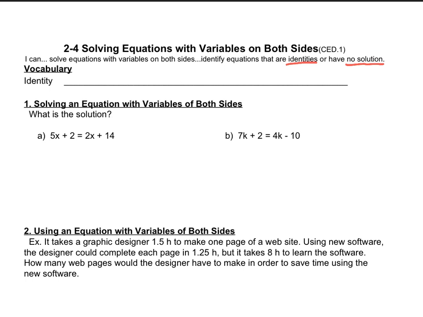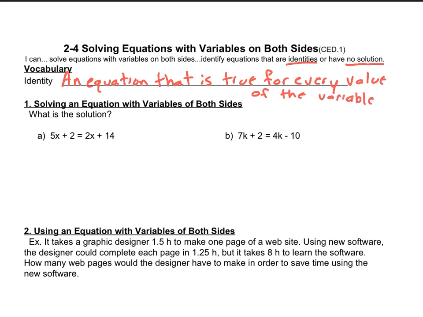So an identity is an equation that is true, and it's true for every possible value of the variable. So every value of the variable. Okay, so it's an equation that's true no matter what.